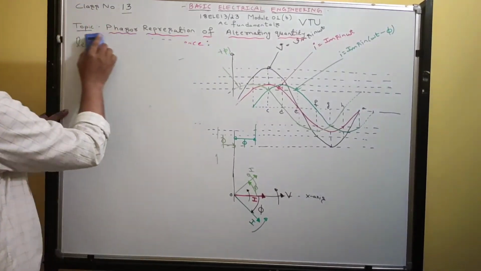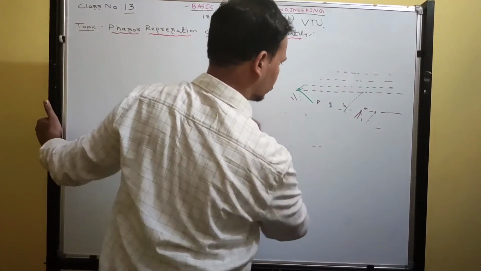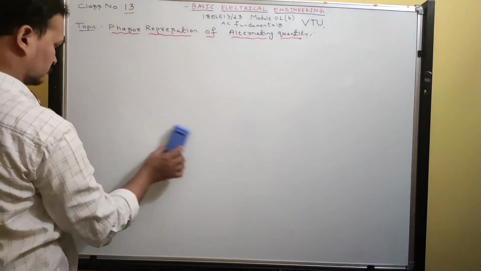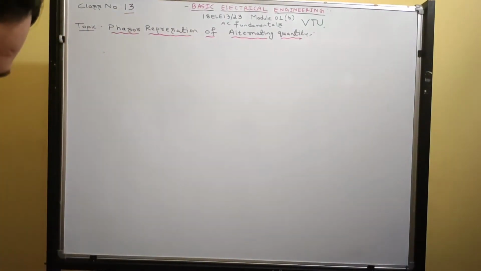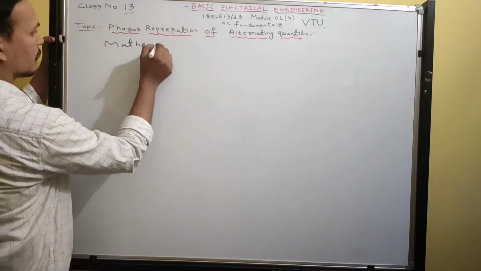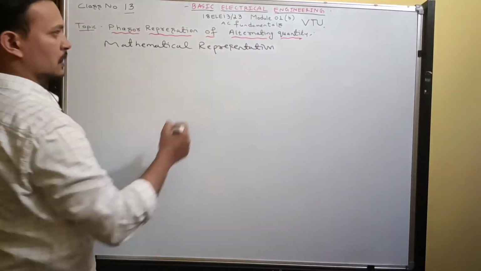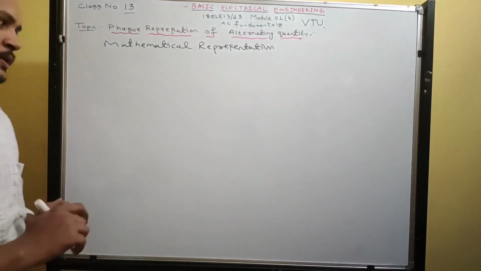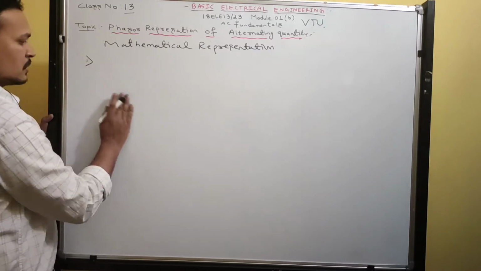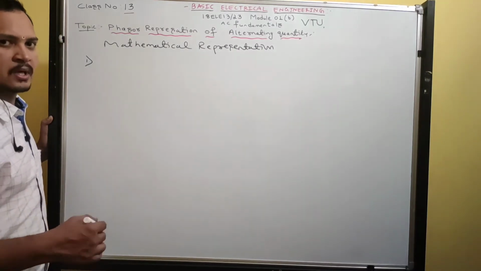So I am erasing this. Next is mathematical representation of a phasor. Okay, look at here. Mathematical representation of a phasor. In this we have two methods. One is polar representation and other one is rectangular representation. So we need to know that we can represent the vector in polar form as well as in rectangular form.